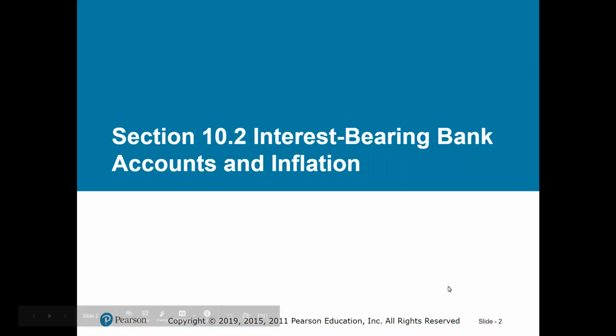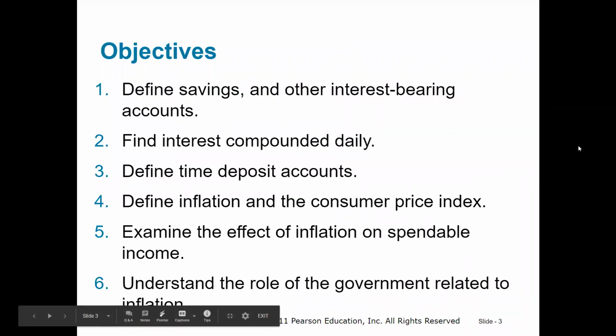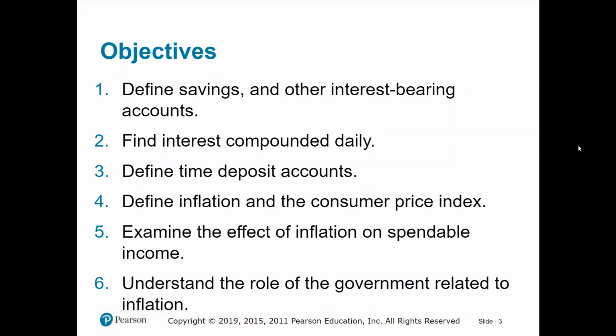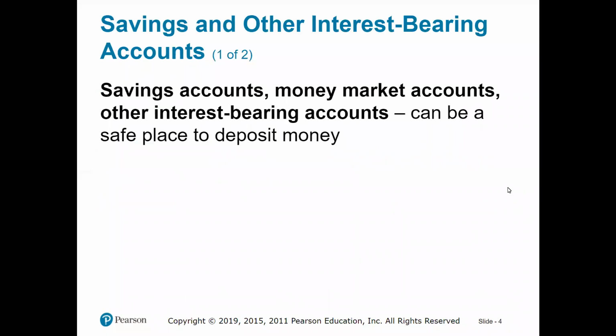All right, so interest-bearing bank accounts and inflation. We're going to talk about savings, other interest-bearing accounts, interest compounded daily. We'll define time deposit accounts, inflation, consumer price index. We'll examine the effect of inflation on spendable income and understand the role of government related to inflation.